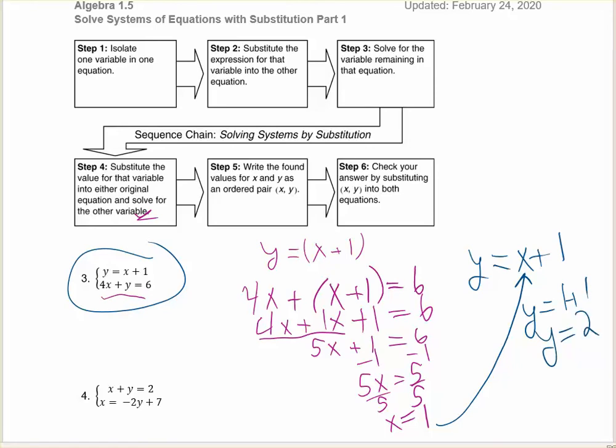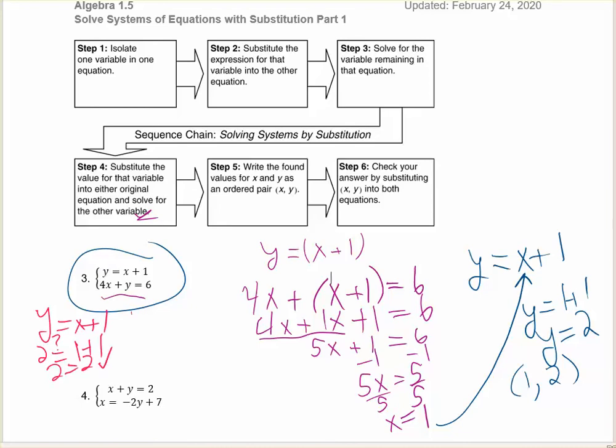Then we write it. Our next step is to write that as an ordered pair. X is 1, y is 2. And then we're going to check our work. So to check our work, I'm going to go back to the original equations. So the first one is y equals x plus 1. And I'm going to put y in for y, that's 2. And I'm going to put 1 in for x, and I see if that's true. Well, that's true. 2 does equal 2.